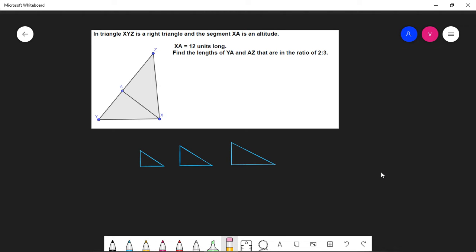Okay, here's just a demonstration of problem number 9. This is number 9 on the back. Number 10 will be just like it, so you can copy this onto your paper. So first of all, it says there's a triangle XYZ, the big one, right? This XYZ is a right triangle, and the segment XA is the altitude.